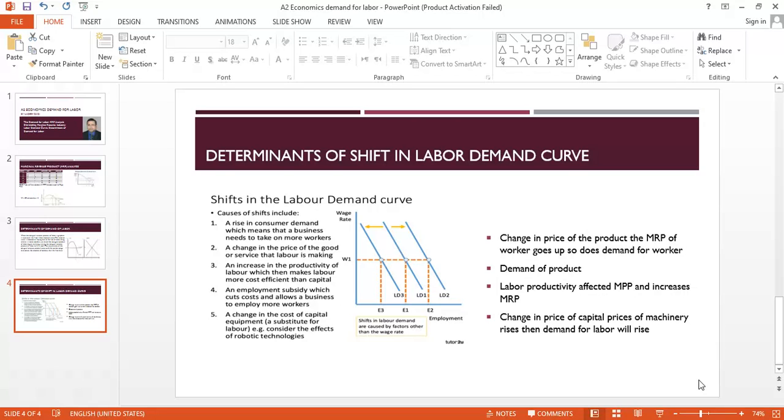Labor productivity goes up. Okay, so when labor productivity goes up, what happens? Your cost falls, your MRP goes up. Your MRP goes up, the rule is simple, hire more. The demand curve for labor will shift out.